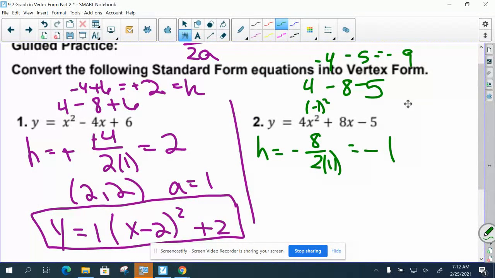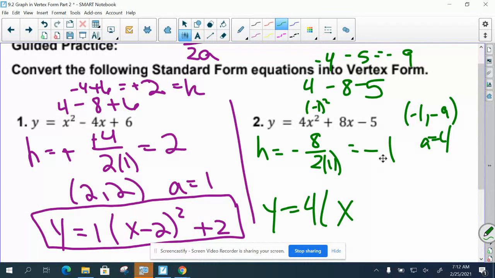Okay, so your vertex is negative 1, negative 9. The a is 4, because that's the leading coefficient. So in vertex form, this would look like y equals 4 times x plus 1, because we're doing the opposite sign, and then minus 9, because that side of the parentheses is the same sign.